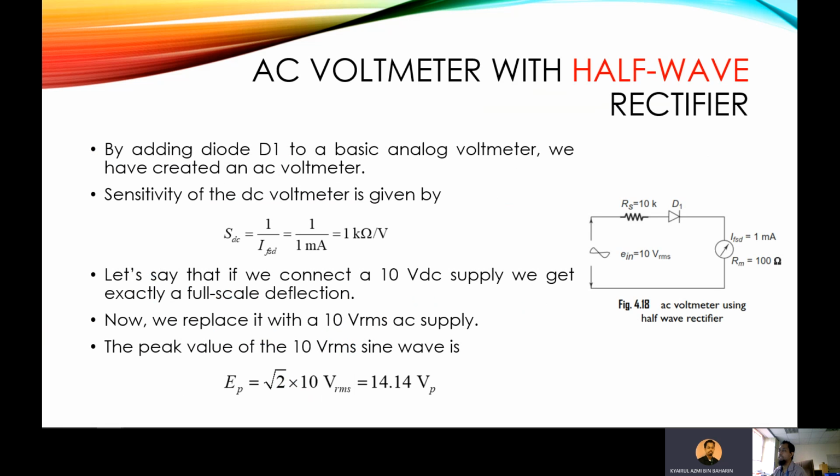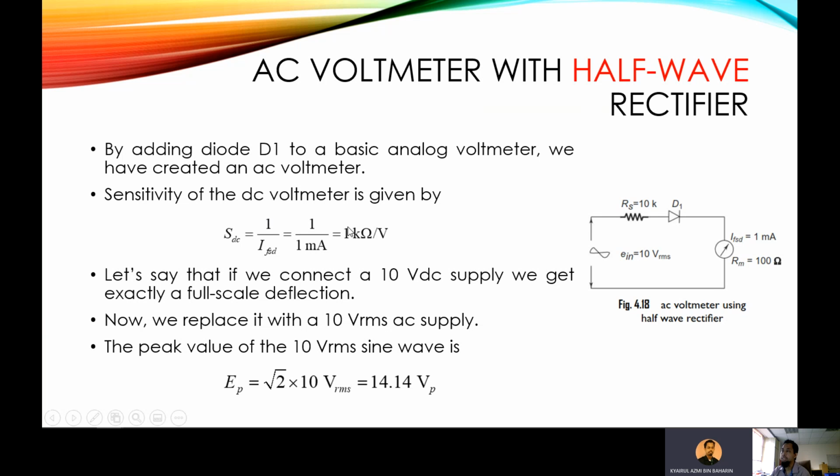Now we go for the concept of the half wave rectifier. So by a simple addition of the diode shown here, D1, we can convert the d'Arsonval movement into measuring an AC waveform. But there will be some differences. So what are the differences? Let's look at the derivation.